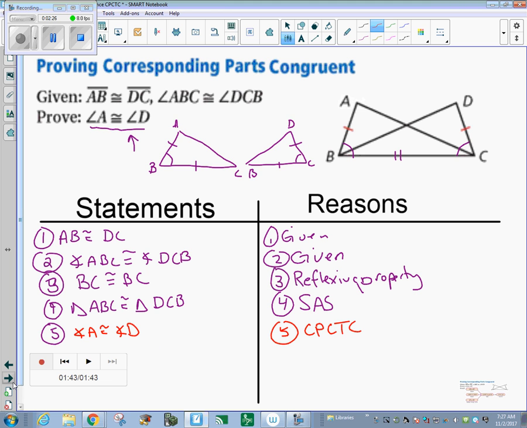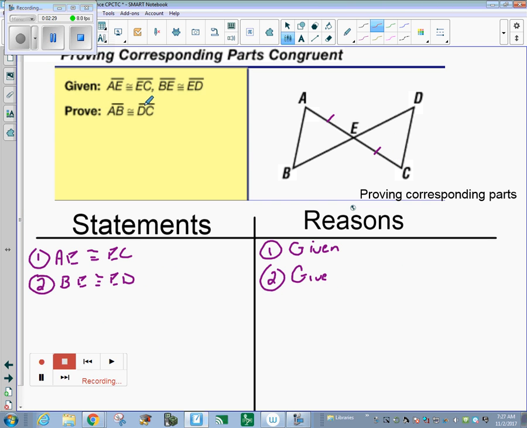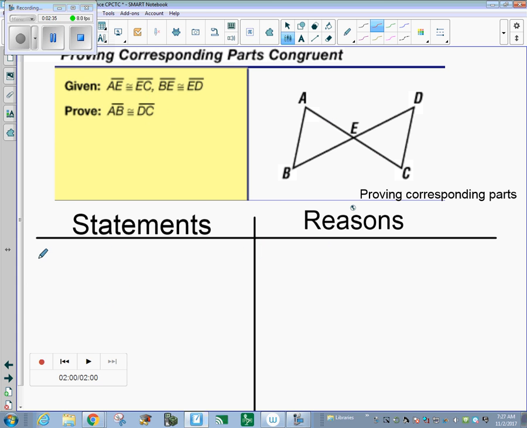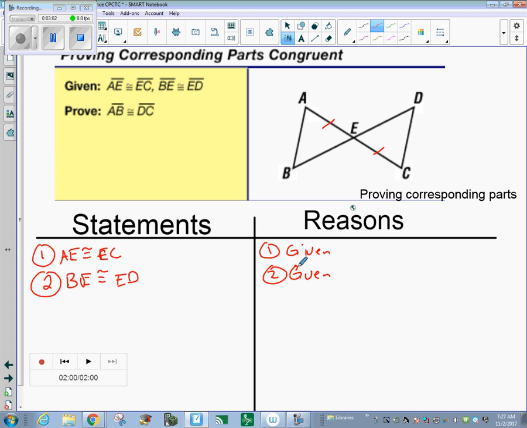All right, let's try another one. In this one, I already have a couple given statements here. Actually, let's clear them out. All right, so let's write our given statements. Statement 1 is AE is congruent to EC. That's given, and we'll mark it. AE and EC. Over here, we have BE is congruent to ED. That is also given. So BE and ED.